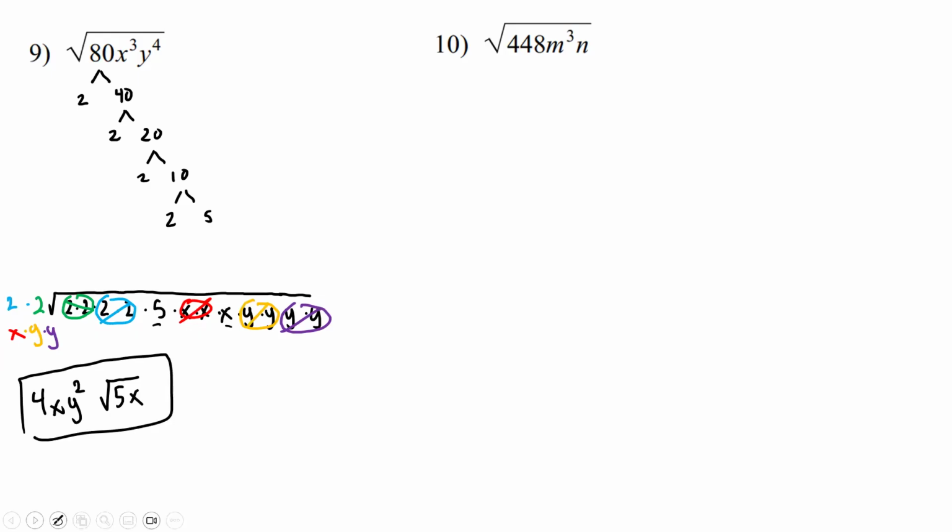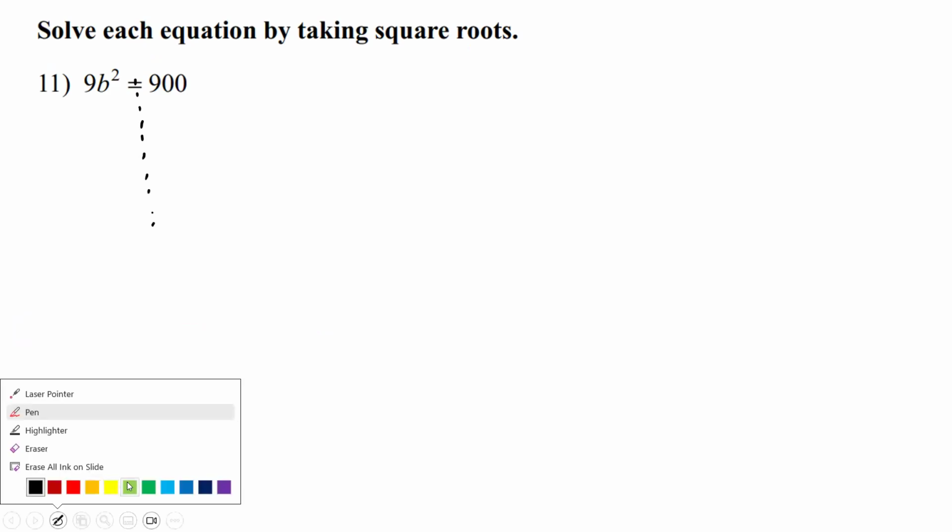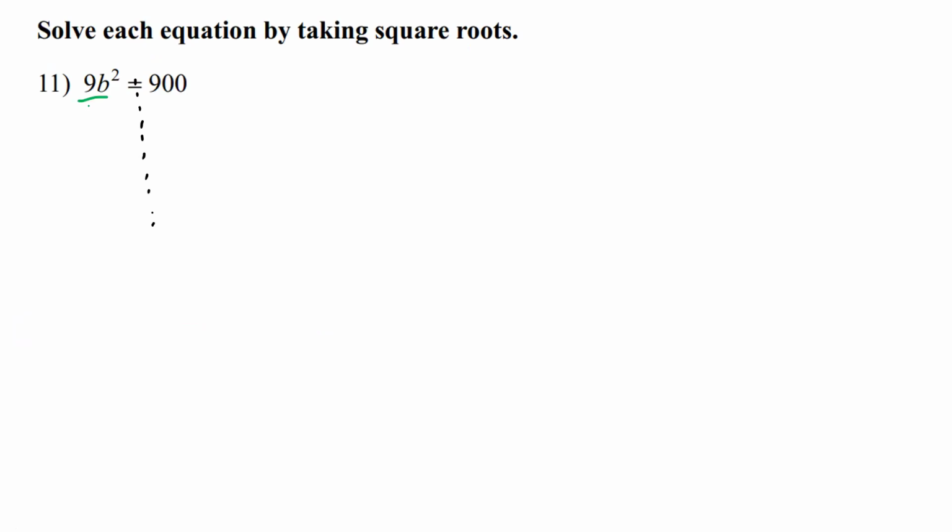Right? We're going to move on to the next thing, solving by taking the square root. So when we're solving, remember that we are going to be using order of operations backwards. So the square in this case is going to be the last thing we take care of. So we have 9b squared. We need to take care of the 9 first, so I'm going to start off by dividing both sides by 9. 9 divided by 9 cancels out, and I'm left with b squared is equal to 100.